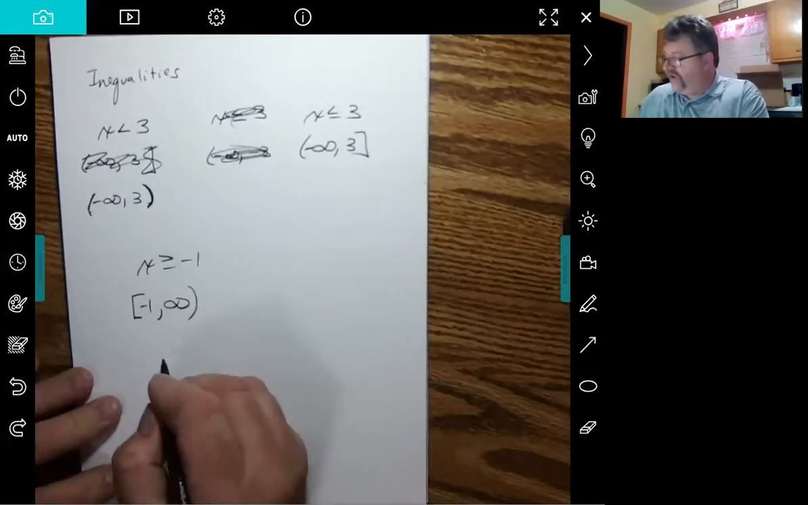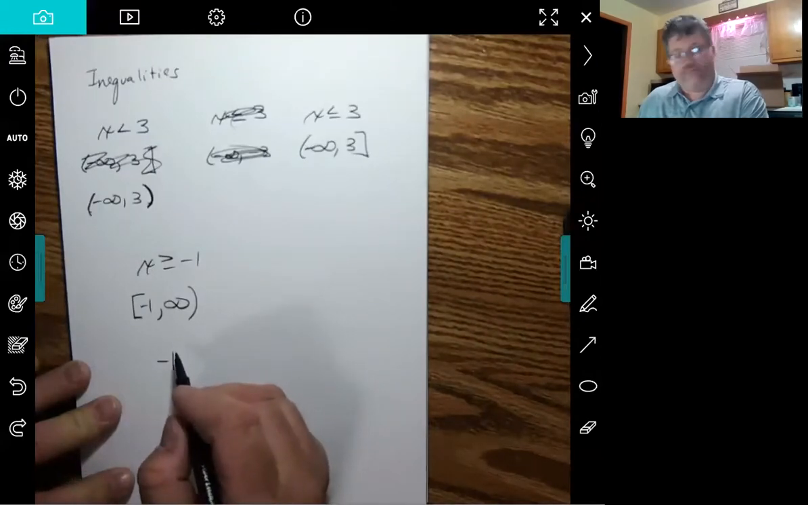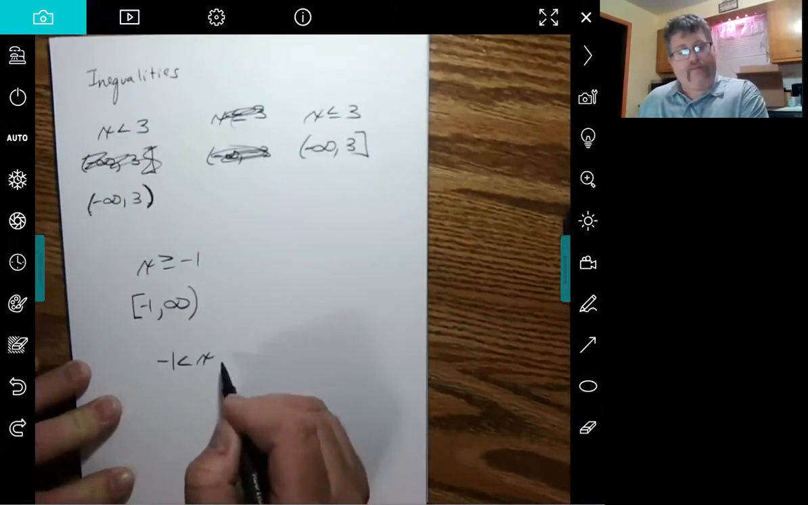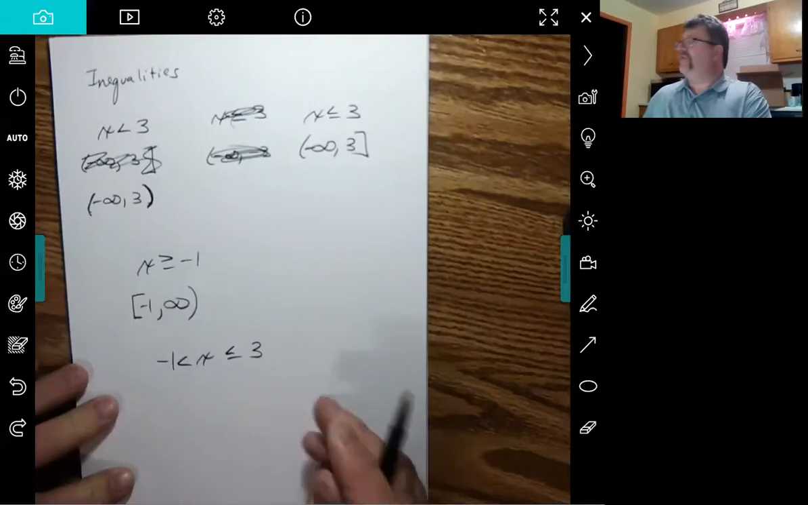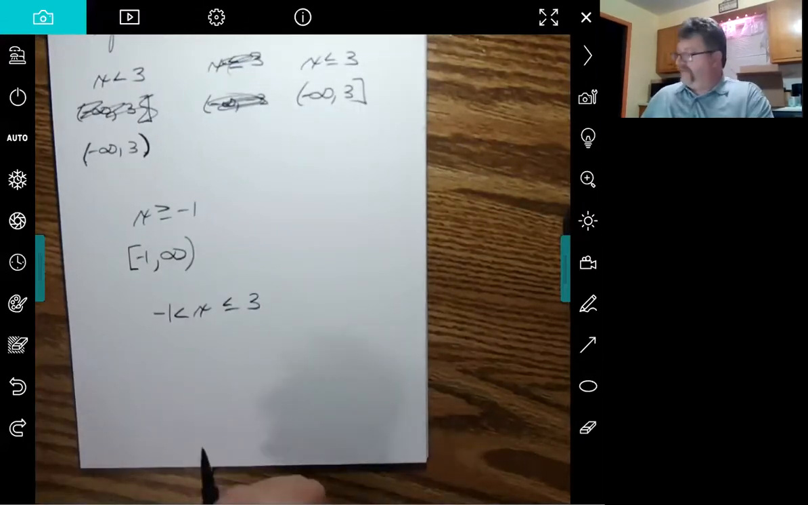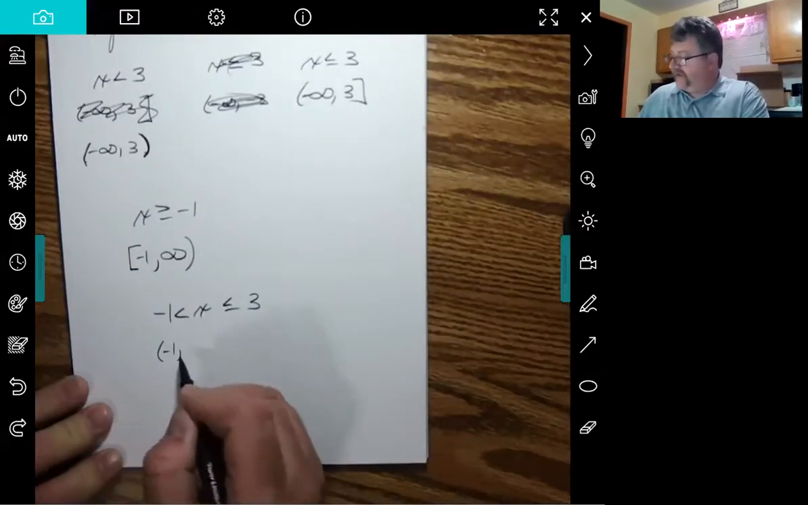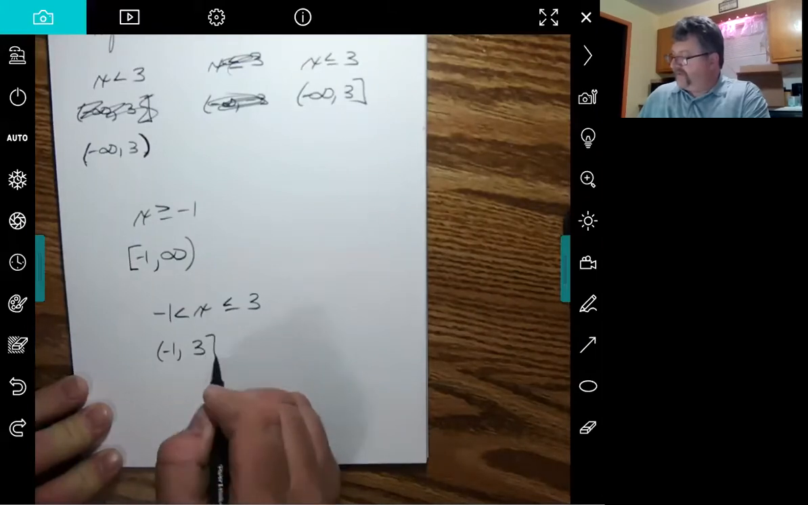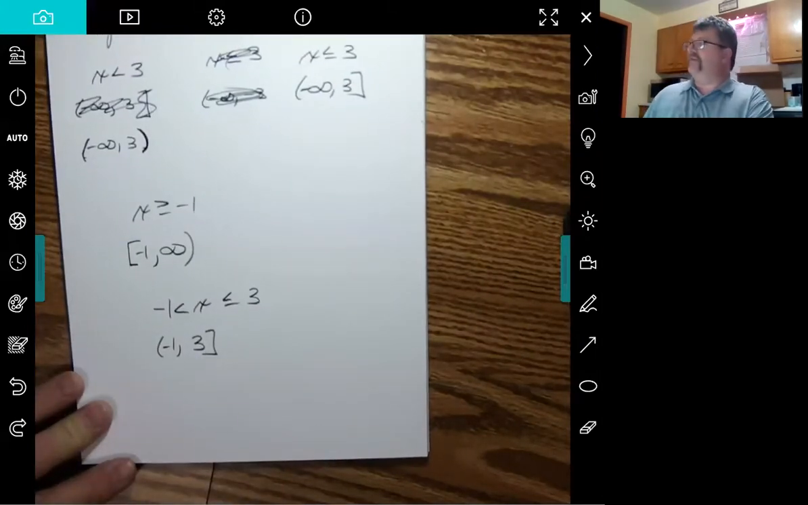How would I show all numbers that are greater than -1 and less than or equal to 3? Well, I'm going to start down here at -1. I'm going to go up to +3, and I'm going to include +3.